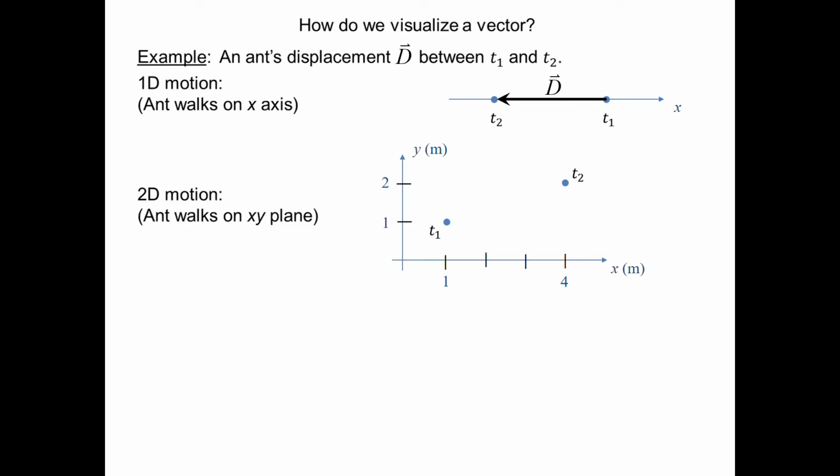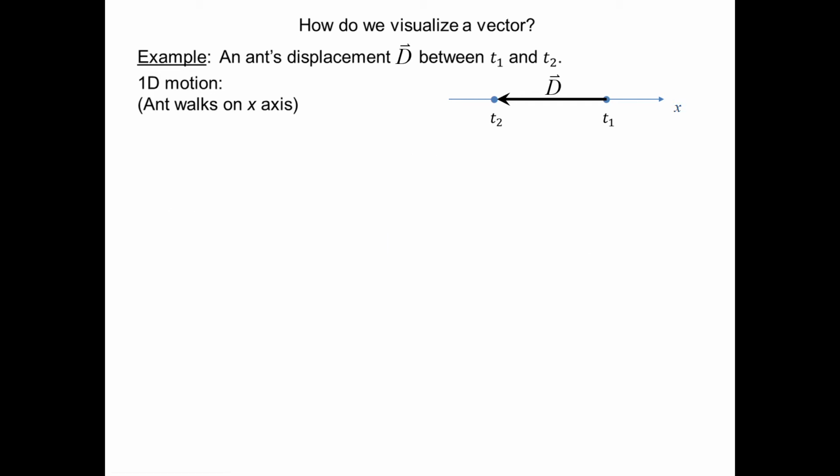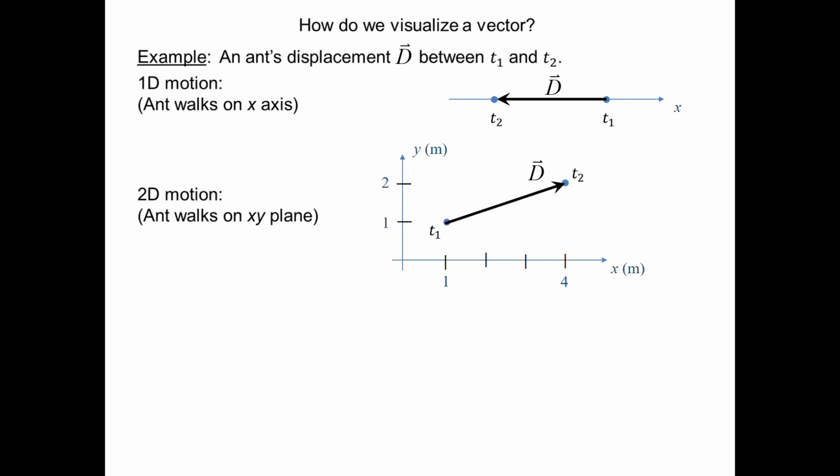Similarly, now that we're talking about 2D and 3D motion, in 2D motion, maybe the ant is walking around in the xy plane, and at time t1 it was here, and it walked on some weird path, and at time t2 it passed this point over there. What is its displacement between time t1 and t2? We want to do the same kind of thing. Draw an arrow that goes from its starting point to its ending point. This would be an arrow that represents the vector d, which is the displacement from t1 to t2.